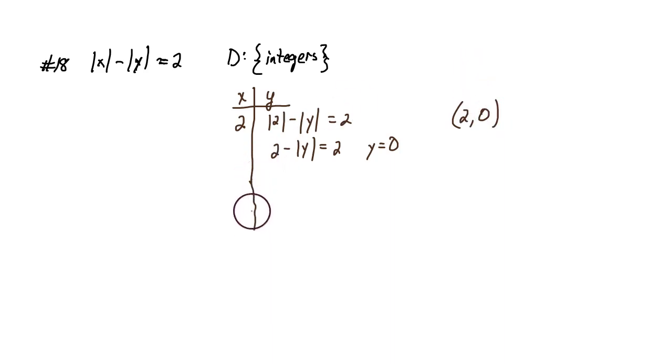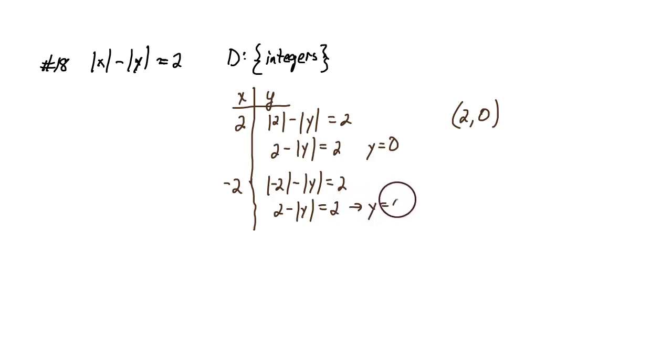Let's try another number for x. Let's try negative 2. Our expression would look like this. The absolute value of negative 2 is 2. We get the same result as we had before, so we know that y must be 0. So another solution is negative 2, 0.